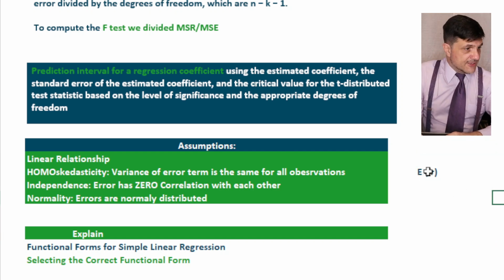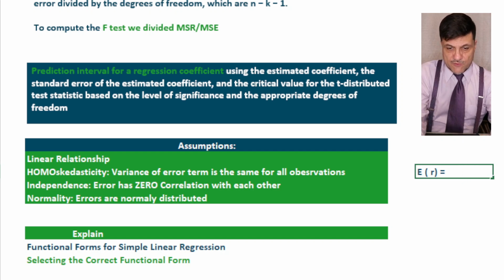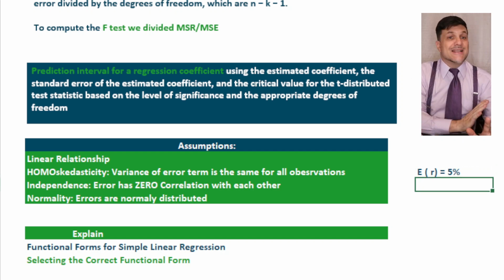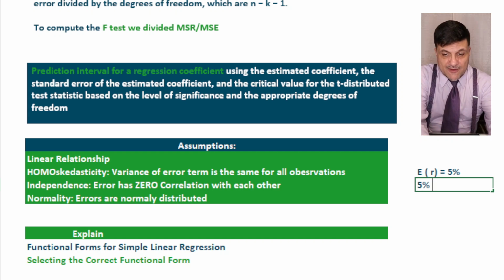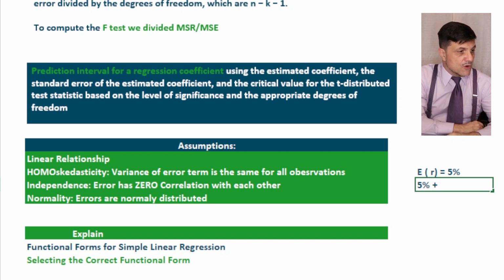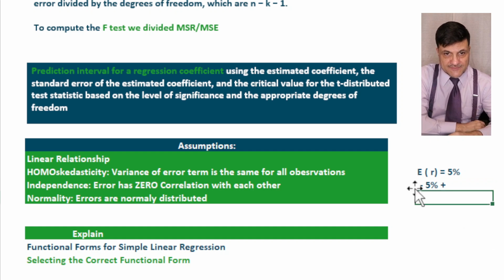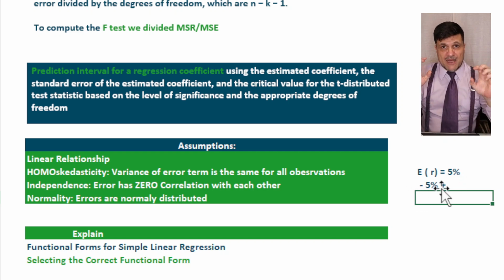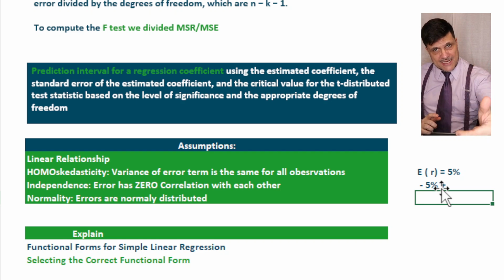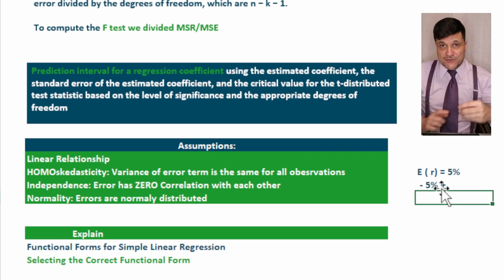So let's say, friends, you have an expected return here. That's your expectation. Let's say your expected return equals 5%. Now, it could be 5% plus something, or 5% minus something. Those are the upper bound and lower bound of your interval. So it's the average plus a number and the average minus that number.